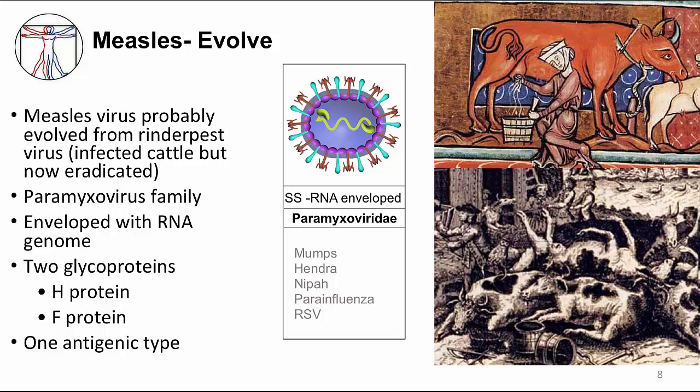Like the other paramyxovirus, it's enveloped with an RNA genome. It has 2 glycoproteins, F, fusion, and H, hemagglutinin proteins, that are important for attachment and entry into host cells. There is only one antigenic type.